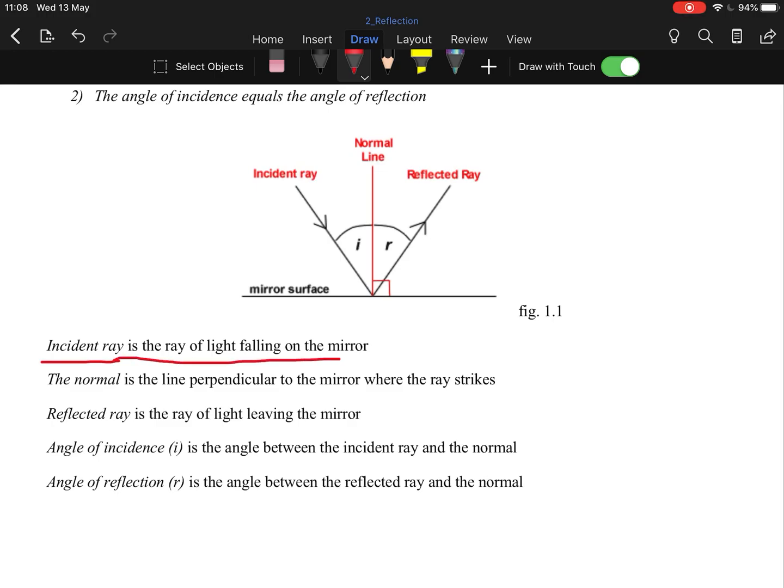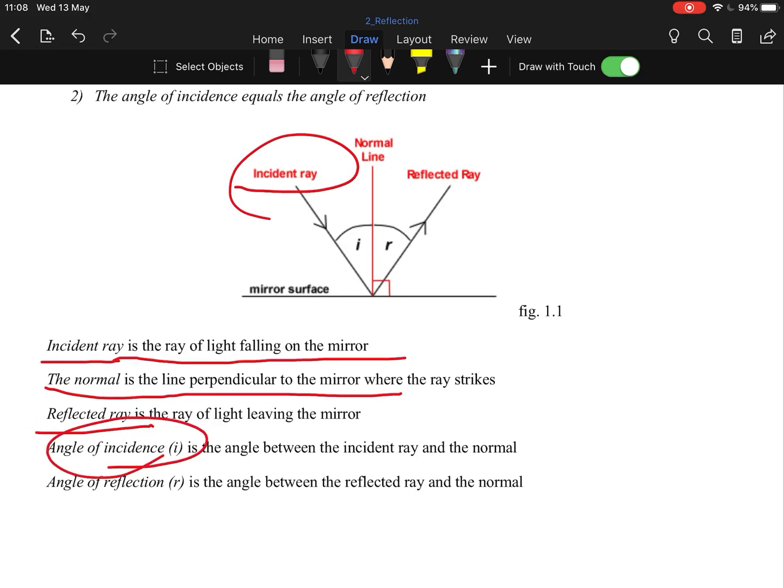All right, so the incident ray is the ray of light falling on the mirror. The normal is the perpendicular line where the ray strikes, so it's always a 90-degree angle. The reflected ray is very straightforward, it's what bounces off. Therefore, the angle of incidence is the angle the incident ray makes with the normal, and the angle of reflection is the angle the reflected ray makes with the normal.